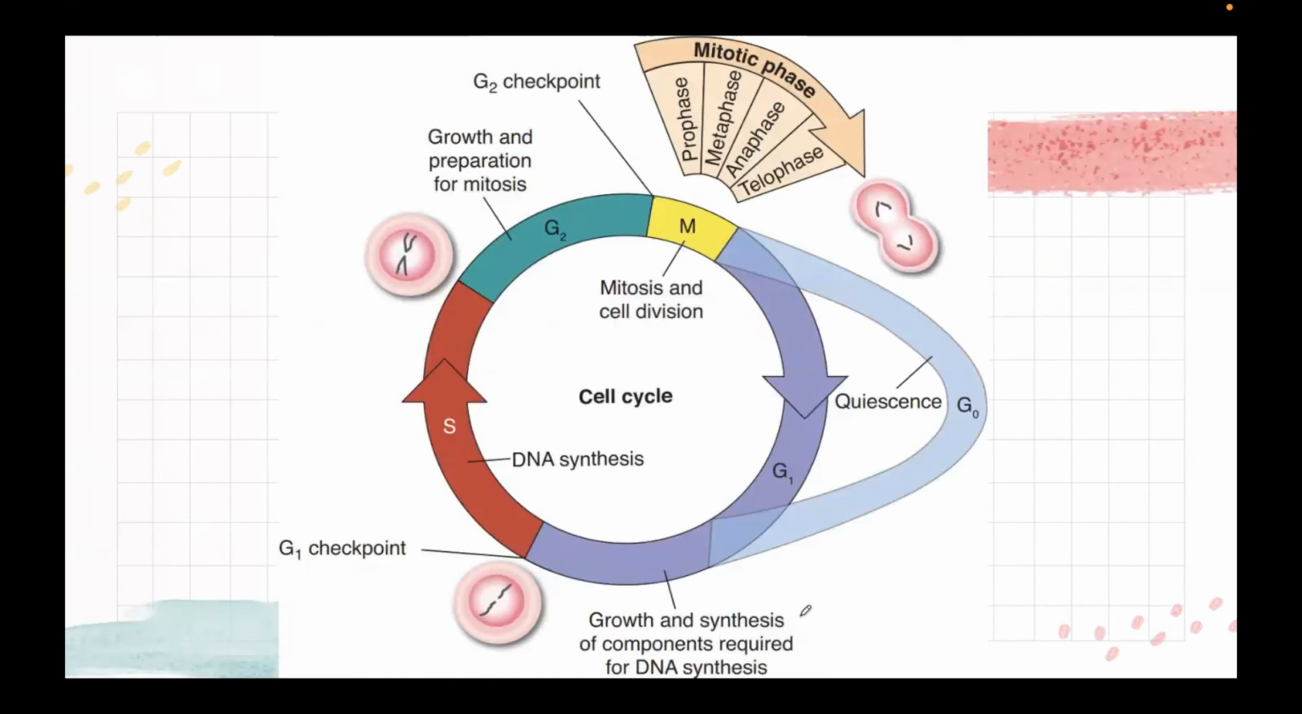Mabilis lang ang ating cell cycle. Hindi na ako magdodrawing ng chromosome masyado dyan. And then mag-uumpisa po tayo sa ating G1. G1 phase. The G1 or the gap 1. Dito, anong mga nangyayari sa gap 1?